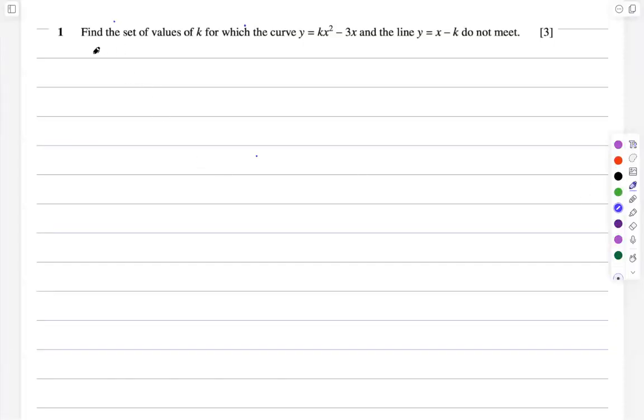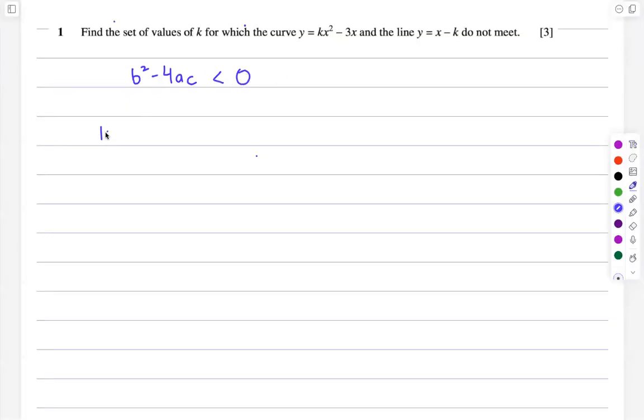In question 1, we have to find the set of values of k for which the curve y equals kx squared minus 3x and the line y equals x minus k do not meet. Now, as we are talking about an unknown constant and there's a quadratic equation, we will be using the discriminant. And as the line and the curve are not meeting, it means it will be less than 0.